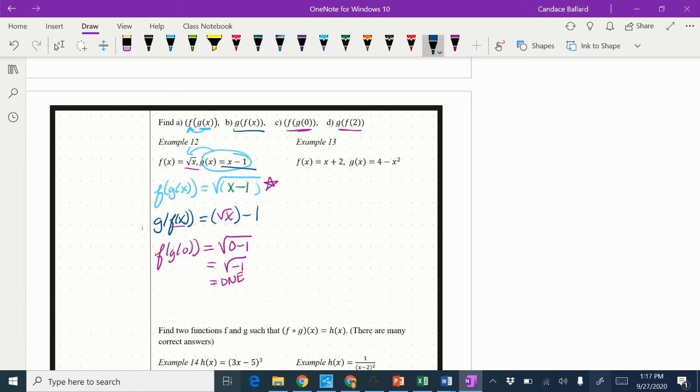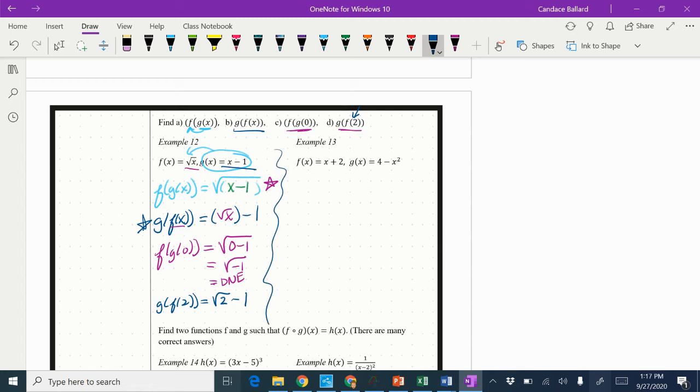All right, I'm going to plug now into this one here. I'm going to plug in a 2. So we would have g of f of 2. So I'm taking and going square root of 2 minus 1, which is probably where I would leave it, because if I don't have my calculator, I wouldn't get that into decimal.